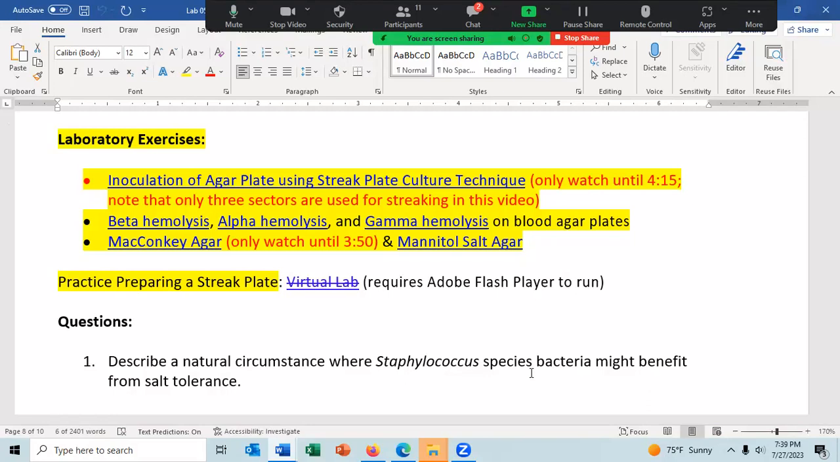We then have a little video on discussing beta hemolysis, another one on alpha hemolysis, and a third video on gamma hemolysis. Go ahead and look at those. You'll need to know that for the lab. And then we have a video on MacConkey's agar. You only need to watch this one for 3 minutes and 50 seconds into the video. And then we have a little video on mannitol salt agar.